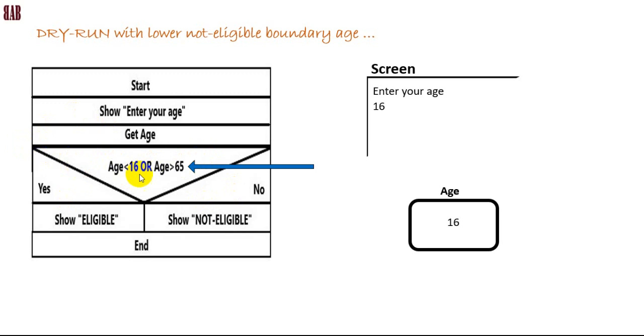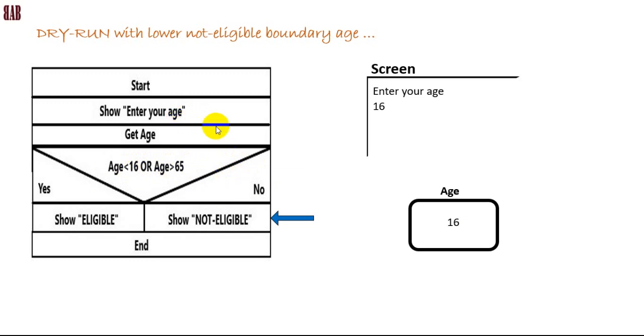Okay, so let's see. Is age less than 16? No, they are equal. So if it is equal, this is false. The condition says age is less than 16. Age is not less than 16, age is 16 itself. They are equal, so this condition is false. Or age greater than 65? Age is 16, it's not greater than 65, so that is also false. So both are false. At least one should be true for it to become true. Since both are false, it is no, false. It comes to this side and says not eligible. So 16 years is not eligible.